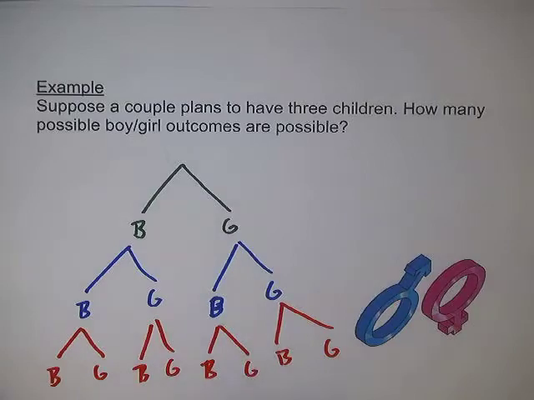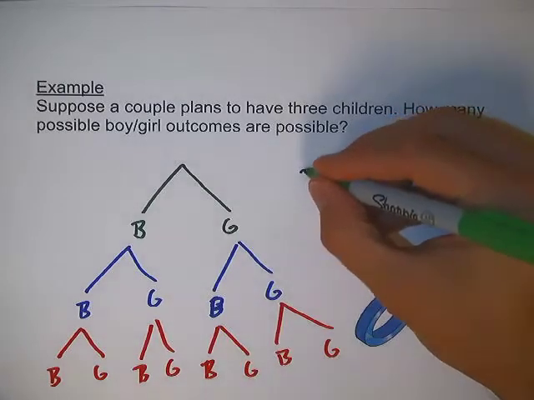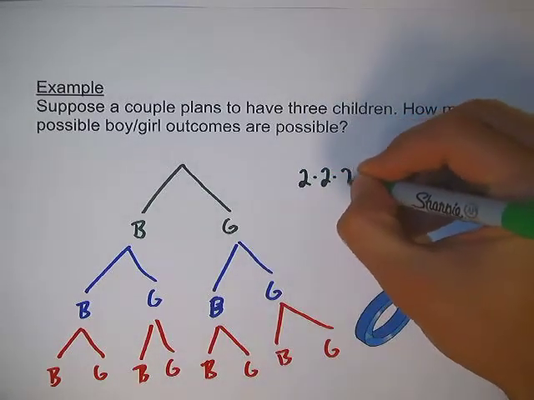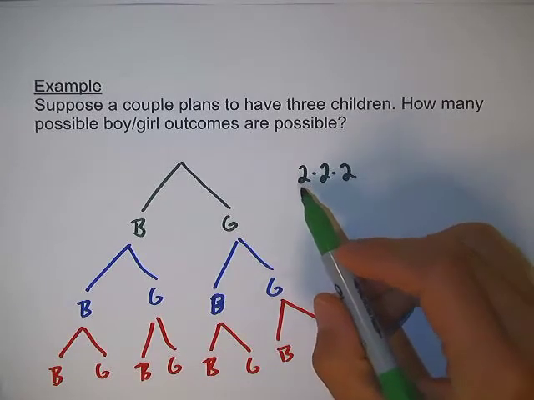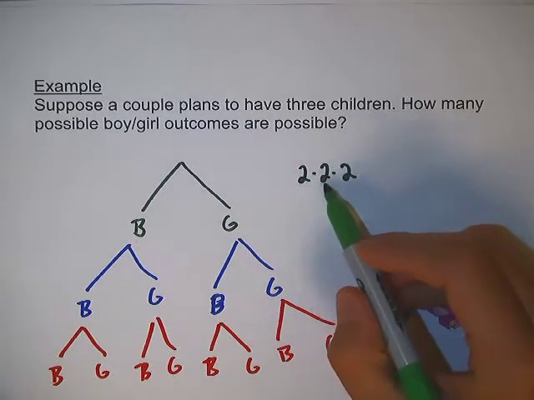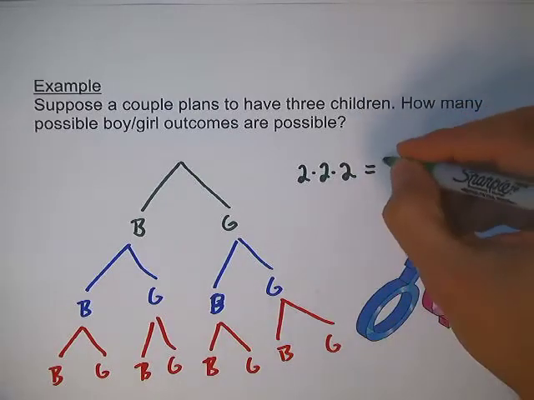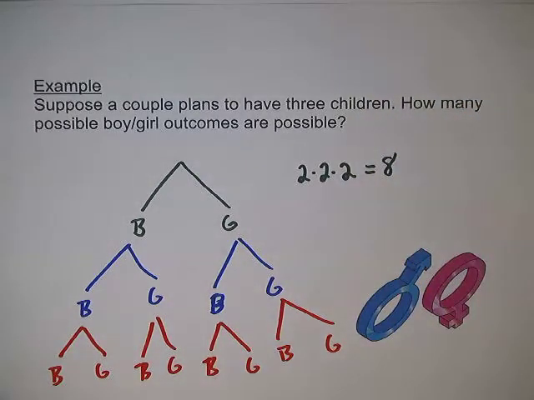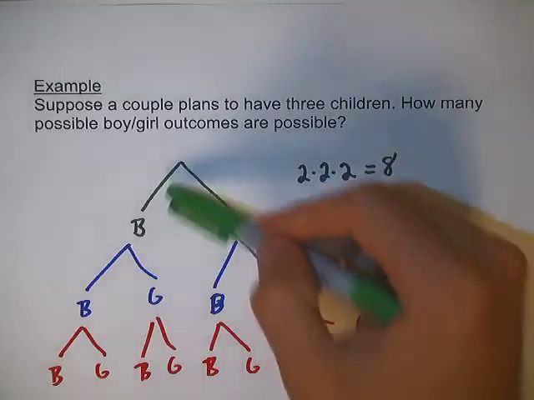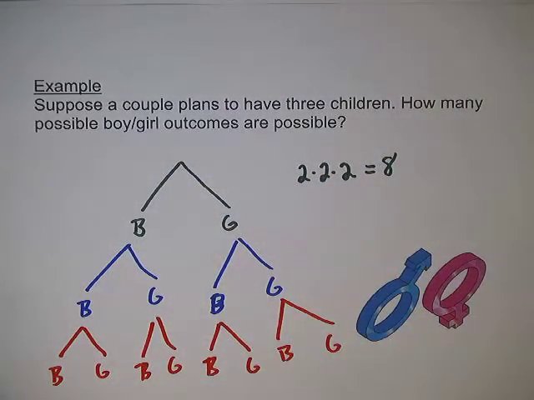Another way to get those 8 possible outcomes is to use the fundamental counting principle, which says you have 2 outcomes of the first experiment, 2 outcomes of the second experiment, and 2 outcomes of the third experiment. So that's 8 possible outcomes of these 3 experiments if they were all done together.